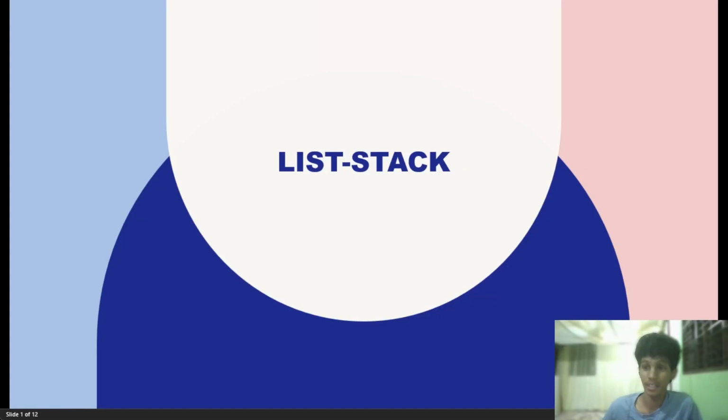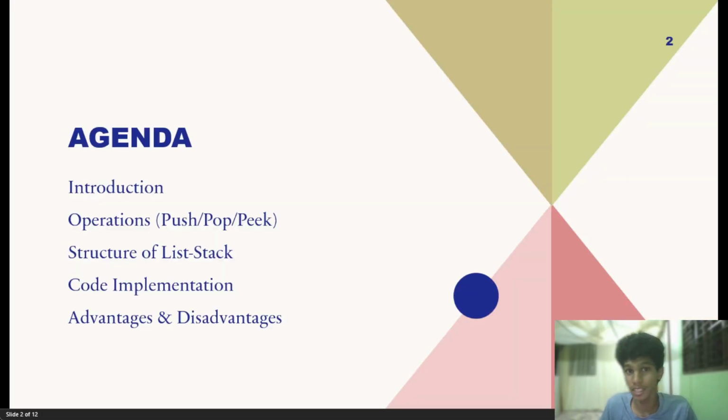When you are learning about data structures and algorithms, ListStack is one that we cannot miss. On today's video, I'll explain what ListStack is and what it can do. I'll start by introducing the ListStack concept, then I'll explain there are three main operations: push, pop, and peek. After that, we'll look into the structure of a list stack, followed by the code implementation. Finally, I'll discuss the advantages and disadvantages of list stack.